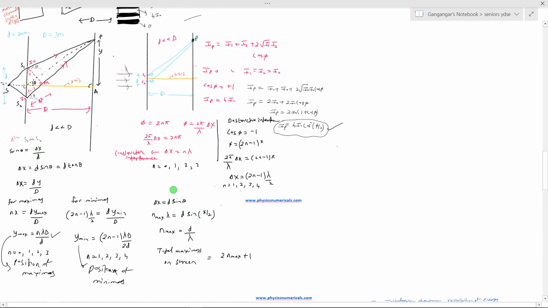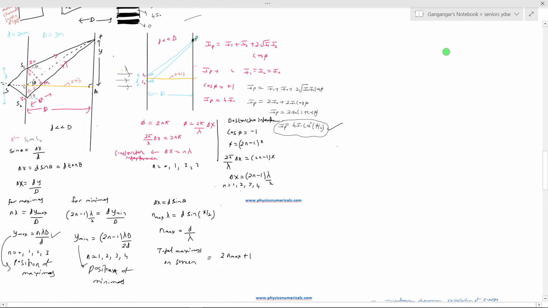So what is the maximum permitted value of theta? 90 degrees. When theta tends to 90 degrees, we get n max, the last fringe available at theta equal to 90 degrees. So n max is given by d by lambda. The total maxima on the screen are given by 2 n max plus 1.